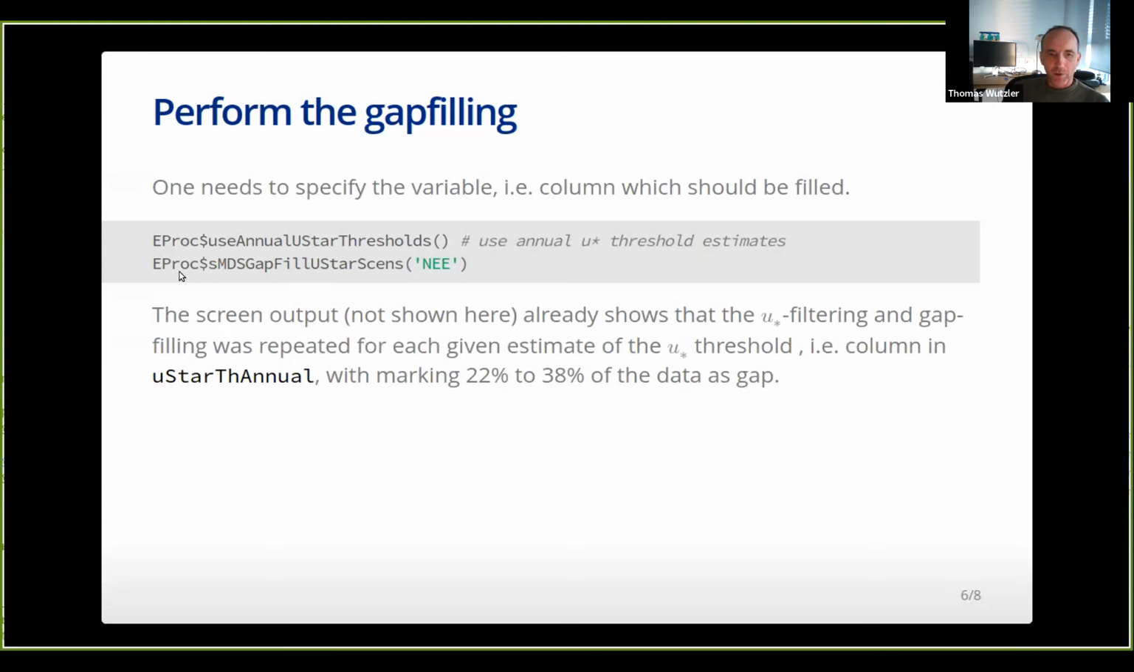So with REddyProc, you have your class, you say dollar, and then you say which kind of u-star threshold you want to use, like uStar, new u-star threshold, and you say sMDSGapFillUStarScens, and the variable you want to fill, which is usually your NEE. This takes a while, and you get a screen output that says for which u-star value you are gap filling. And then you see also how much of the data is marked as a gap.